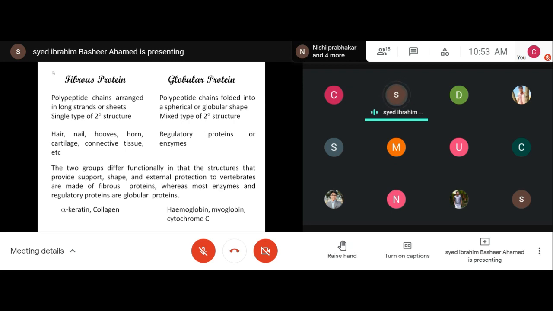In fibrous protein, you will have only one type of secondary structure, either alpha helix or beta strand. Whereas in globular protein, you will have mixed kinds of secondary structures. Almost all proteins are globular proteins, whereas fibrous proteins are very limited, like hair, nose. Very few proteins are fibrous.